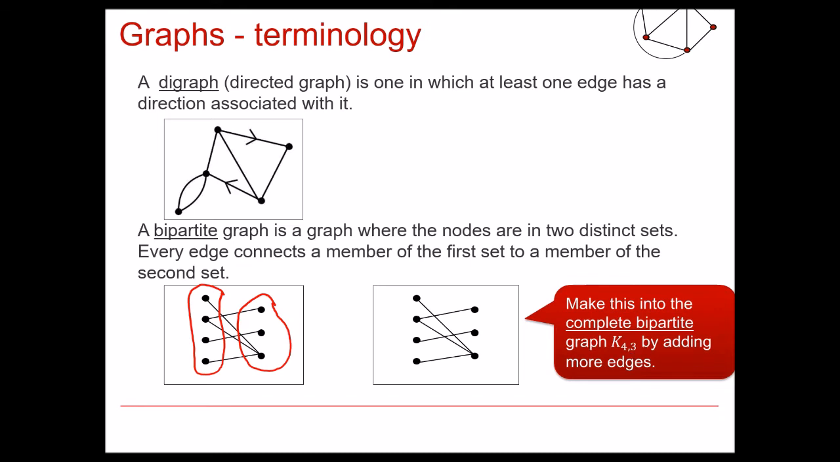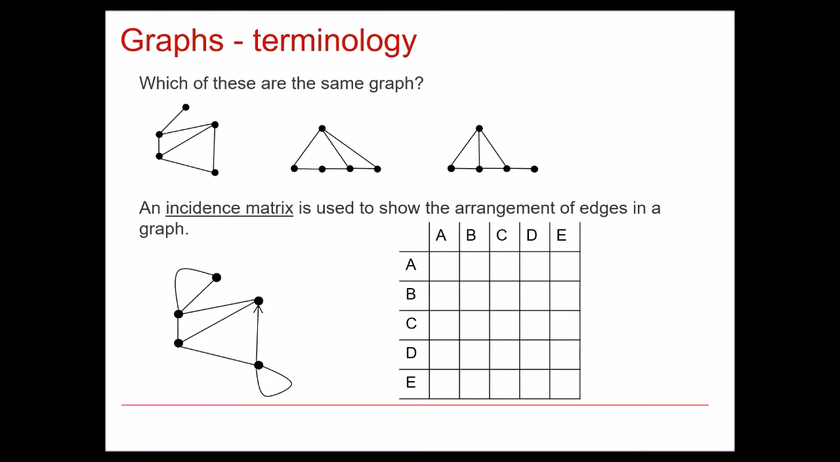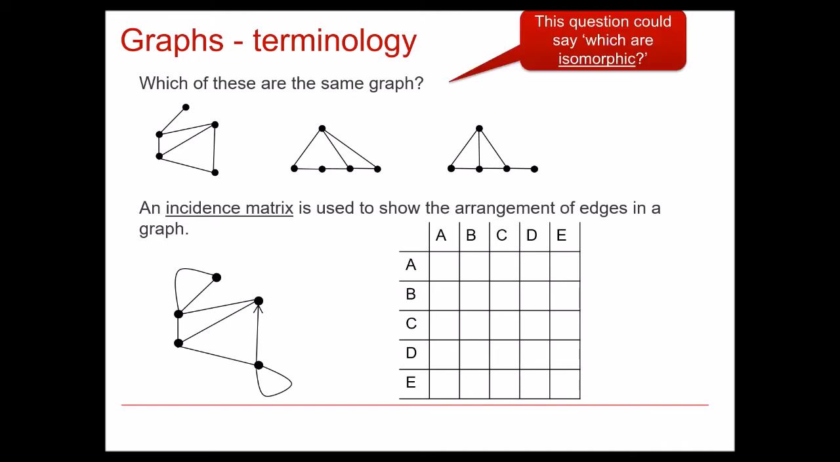Now, one important idea in graph theory is that two graphs that are drawn on paper may look different at first, but are actually the same graph. That's because the physical position of the nodes, where we choose to place them on the paper, is not part of the information that's actually contained in the graph itself. So the way it might be phrased is, which of these three graphs at the top here are isomorphic?